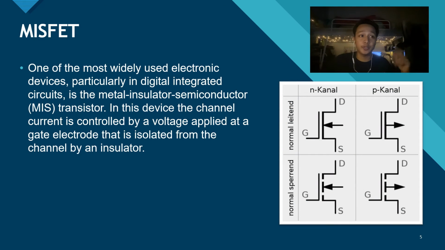One of the most widely used electronic devices, particularly in digital integrated circuits, is the metal insulator semiconductor transistor, and that is MOSFET. In this device, the channel current is controlled by a voltage applied at a gate electrode that is isolated from the channel by an insulator.